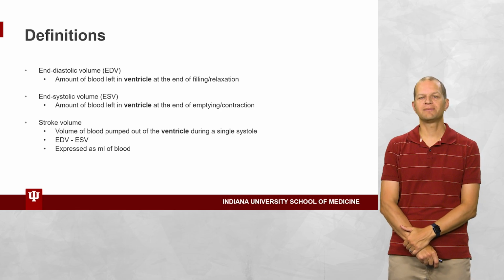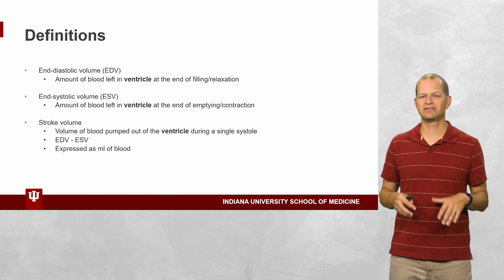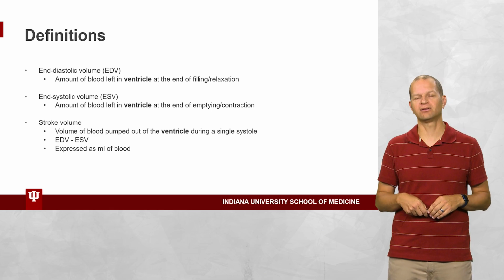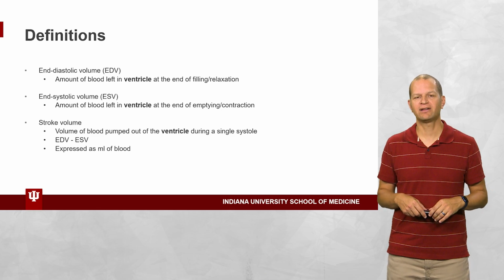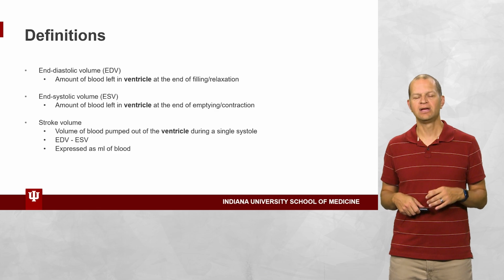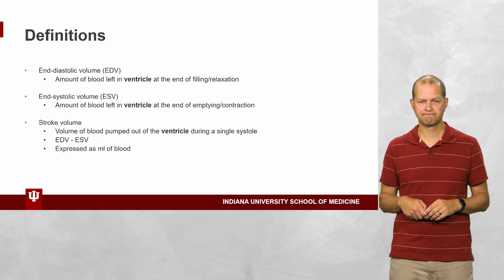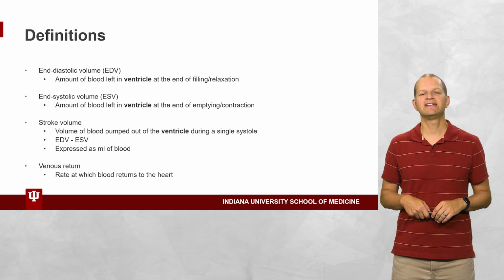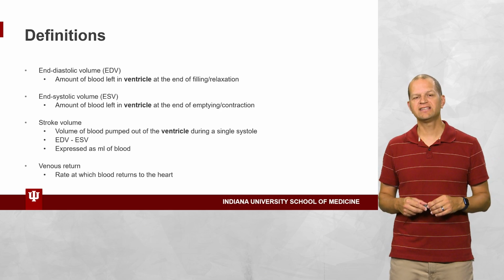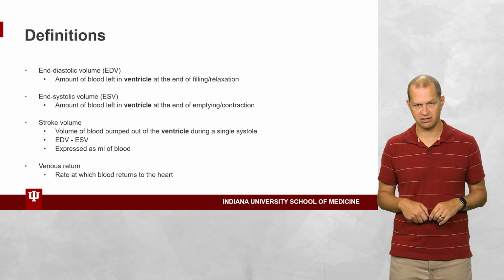Then we've got stroke volume. Okay, so stroke volume is the amount of blood that leaves the ventricle during a single systole. In other words, how much blood does your ventricle pump out during a single contraction? Simple mathematical formula: end diastolic volume minus end systolic volume. We express stroke volume in terms of milliliters of blood. And then we've got venous return, and we'll talk more about venous return later on in this unit, but venous return is just the rate at which blood returns back to your heart.